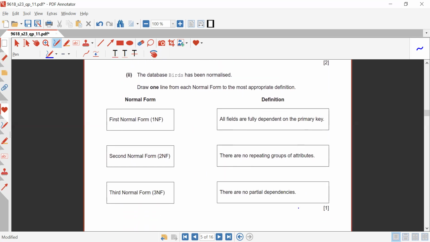Okay, coming towards part number two. Part two says our database birds has been normalized. Draw one line from each normal form to the most appropriate definition. Actually, we need to define the terminologies. So before starting, first normal form says no repetition. Second normal form says no partial dependencies, and third normal form says no transitive functional dependency, meaning no non-key attribute should be dependent. Okay, so all fields are fully dependent on the primary key: that's the third normal form. There are no repeating groups in the attributes: that's the first normal form. No partial dependencies: that's the second normal form.